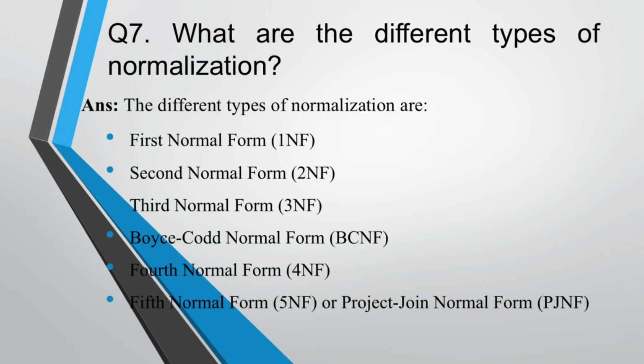What are the different types of normalization? The different types of normalization are: first normal form, 1NF. Second normal form, 2NF. Third normal form, 3NF. Boyce-Codd normal form, BCNF. Fourth normal form, 4NF. Fifth normal form, 5NF, or project join normal form, PJNF.